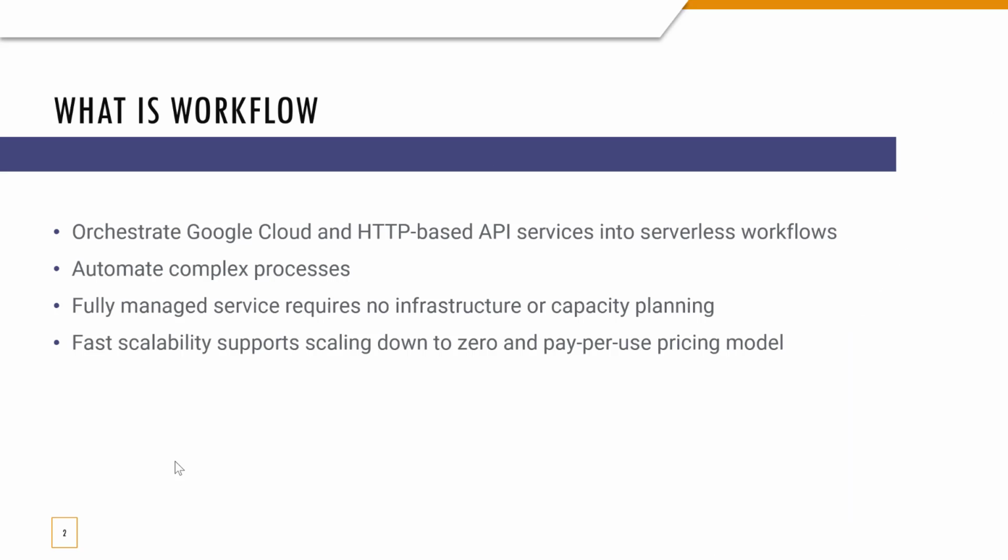So workflow is basically an orchestration tool in Google Cloud. If you have used AWS, then it's something like a step function. Actually, it is exactly like a step function. So basically you can mix and match multiple lambdas in a step function. Similarly, you can do the same thing in Google Cloud Workflow as well.